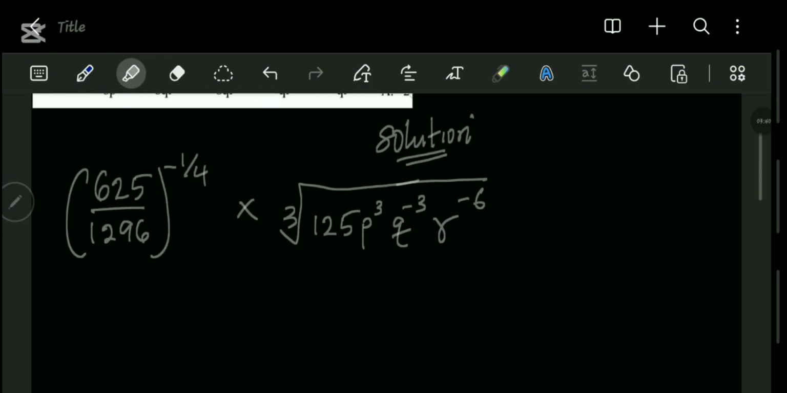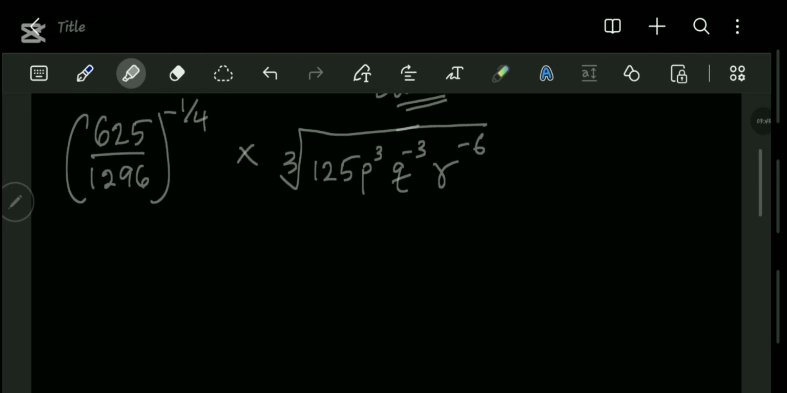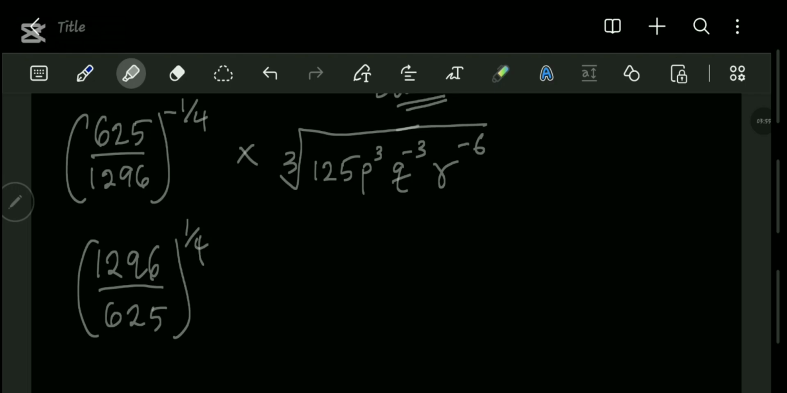So when I do that, because of the negative here, I'm going to have 1296 all over 625. That is, I've turned the expression upside down. So when I've done that, the negative there is going to go away. So I'm having 1 over 4 as my power left.